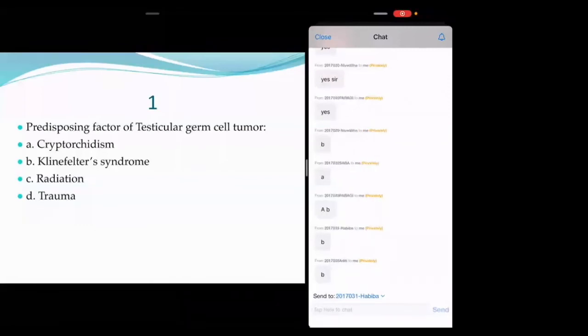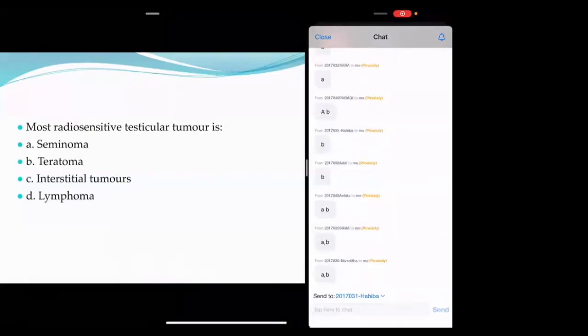The predisposing factors for testicular germ cell tumor are cryptorchidism and Klinefelter syndrome. See this question. Among all the testicular tumors, the most radiosensitive testicular tumor is seminoma.